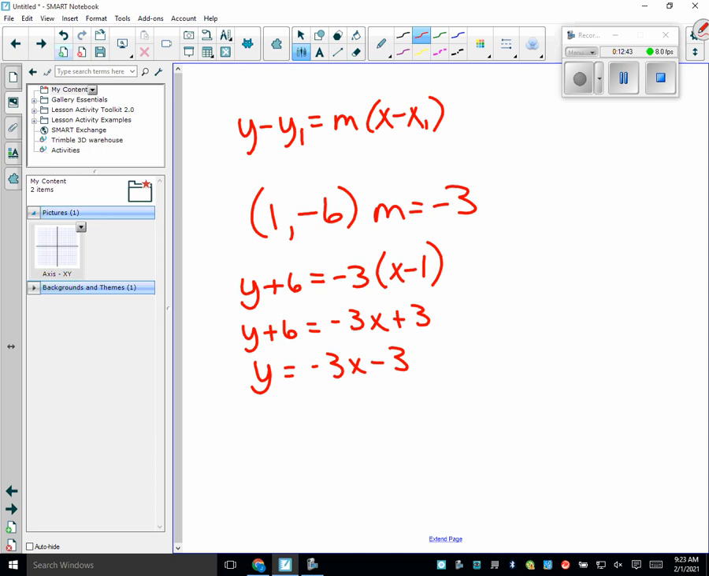Now, in the book, it says, now rewrite the equation using f of x. You do not have to do that. However, I want you to realize that that y, if that was an f of x, it would be the same thing. I don't see any reason that you have to write an equation twice, but you do have to know y and f of x is the same thing.